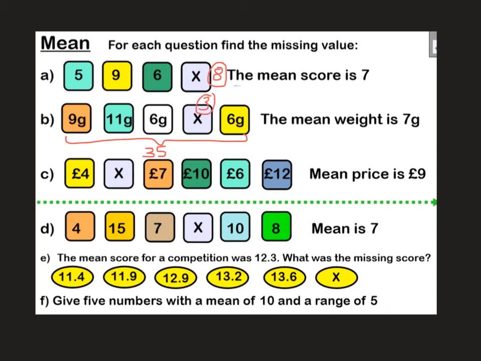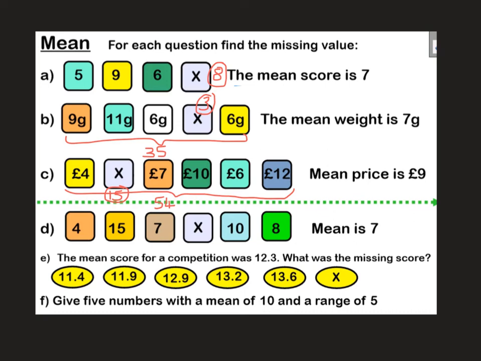Here the mean price is £9. I have got 6 values here, so I know that they have to add up to 54. They have to add up to 54 because 54 divided by 6 would give me the £9 mean. Well, they currently add up to 11, 21, 27, 29, 39. So this one has to be 15. Carrying on.